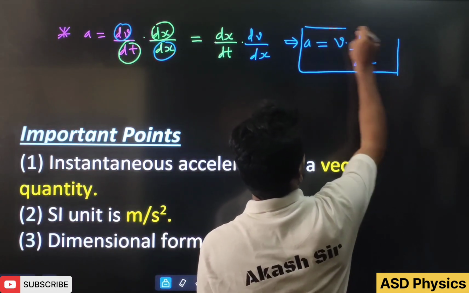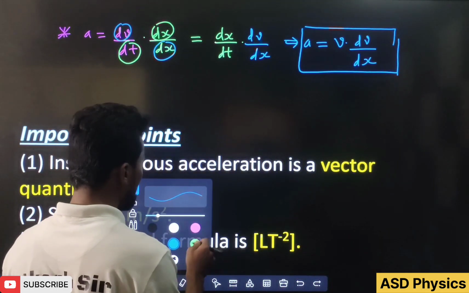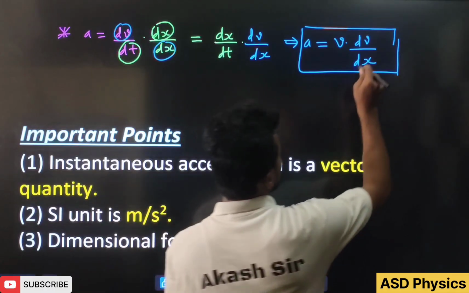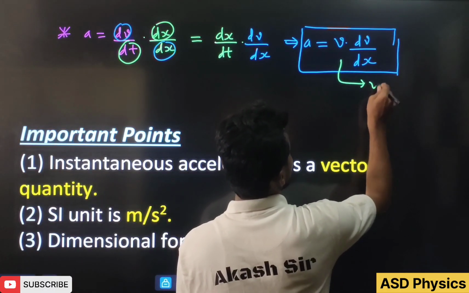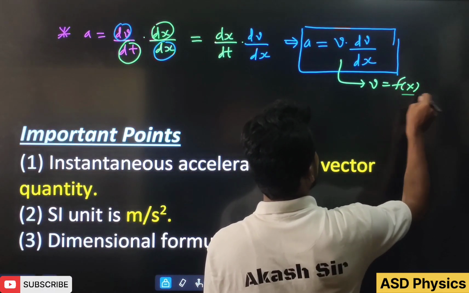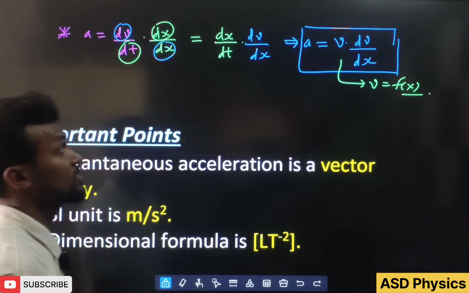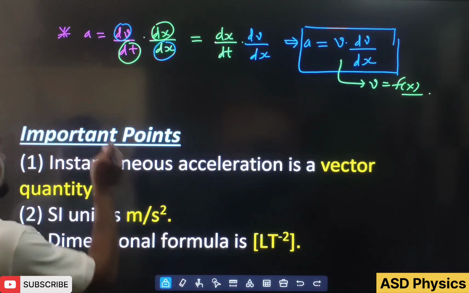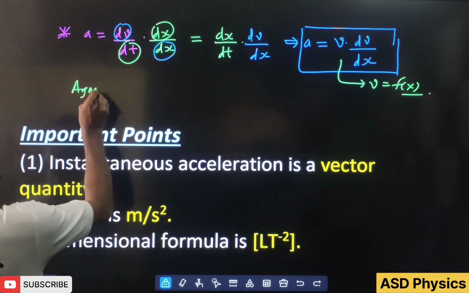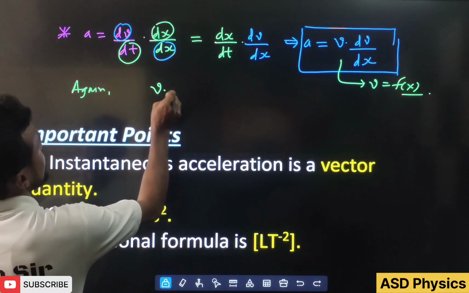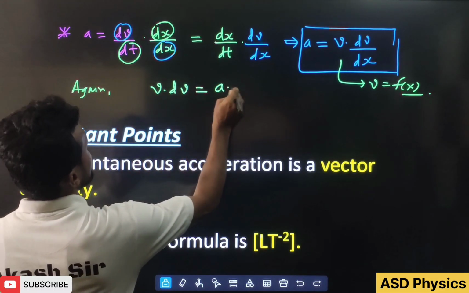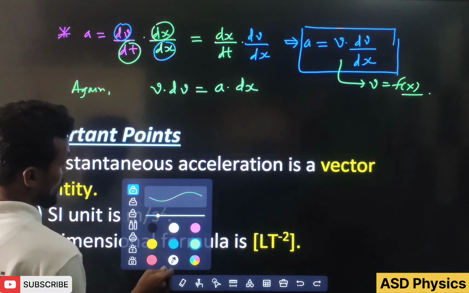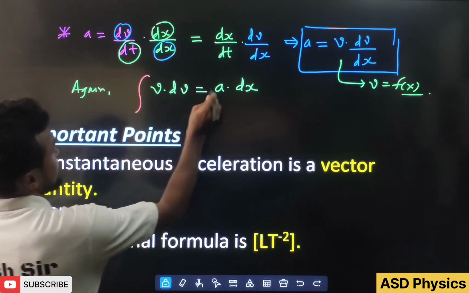a equal to v into dv by dx. Okay, and when do we have to use this formula? We have to use this formula when velocity is given as a function of position. If we see it from the integration point of view, v into dv is equal to a into dx, and we put the integration here.